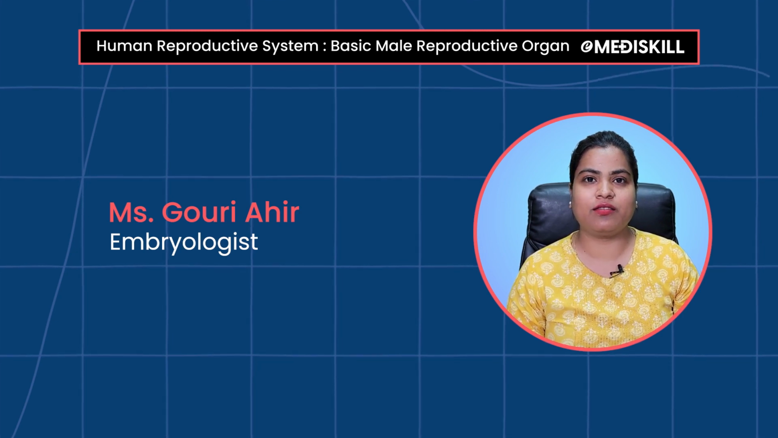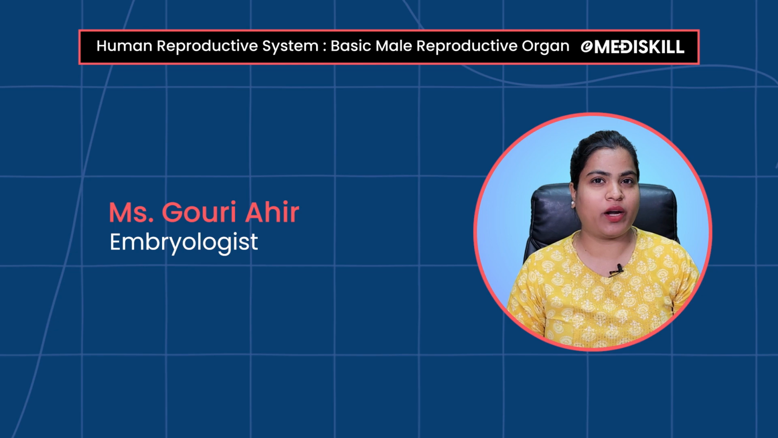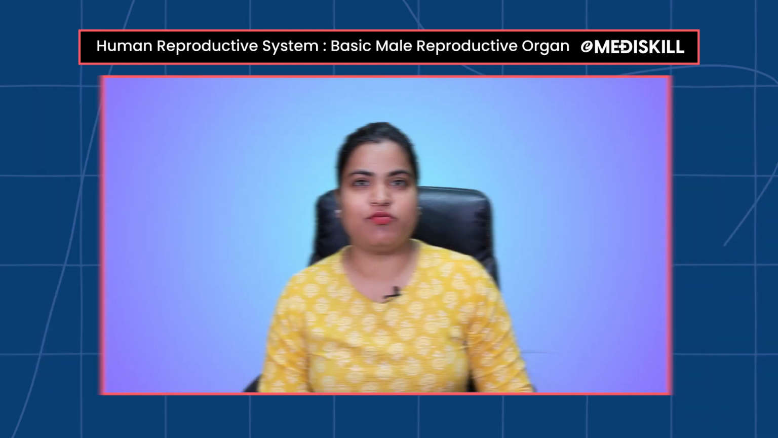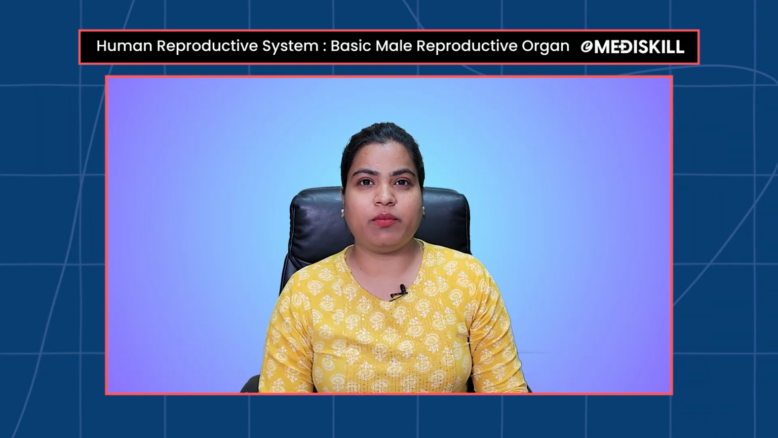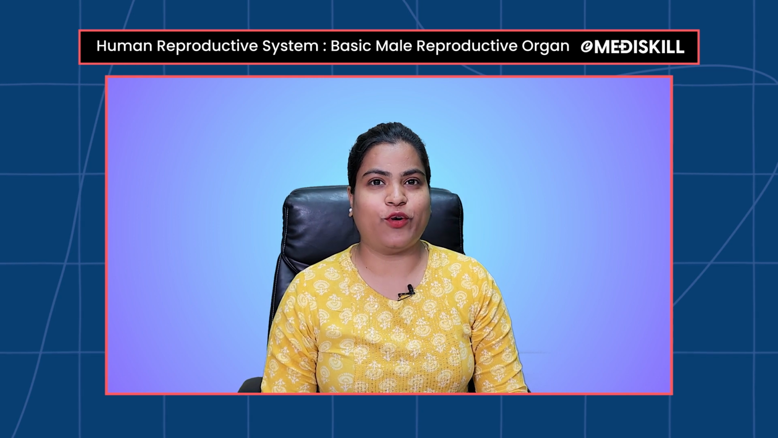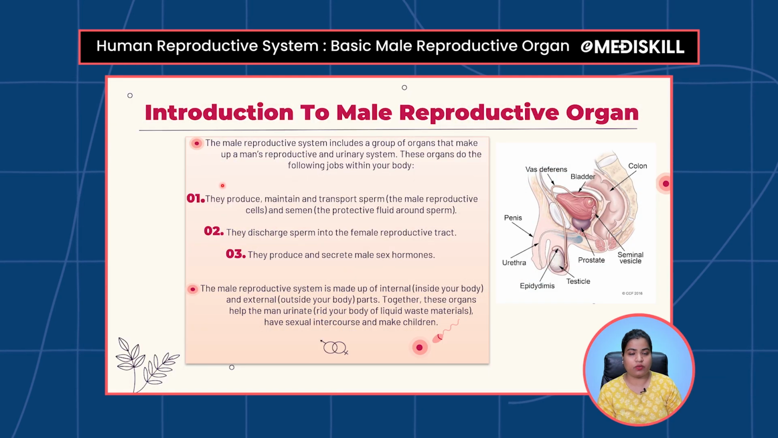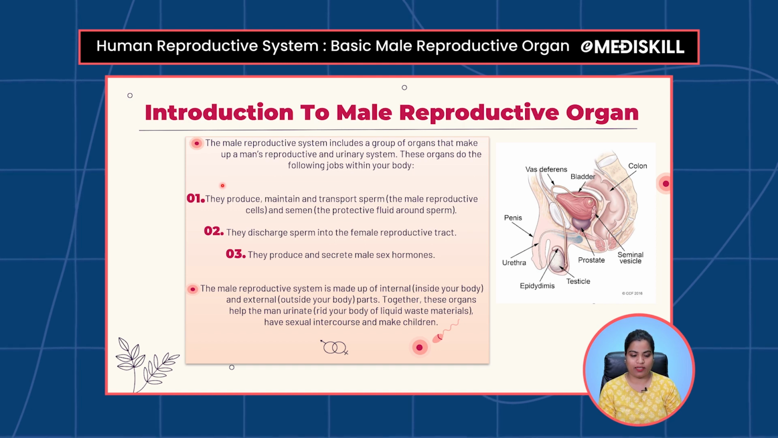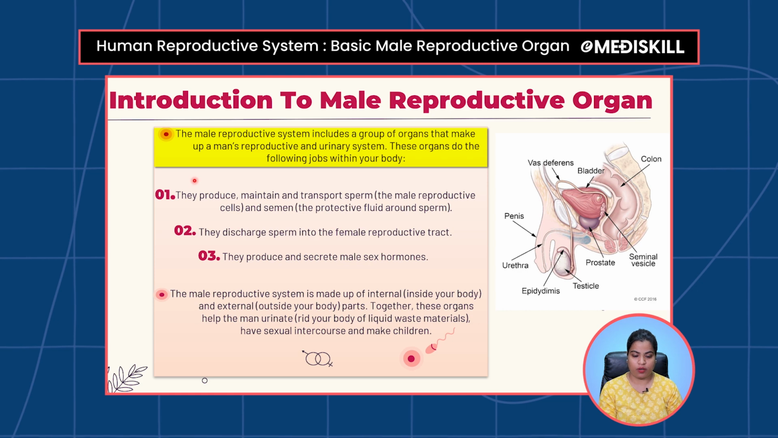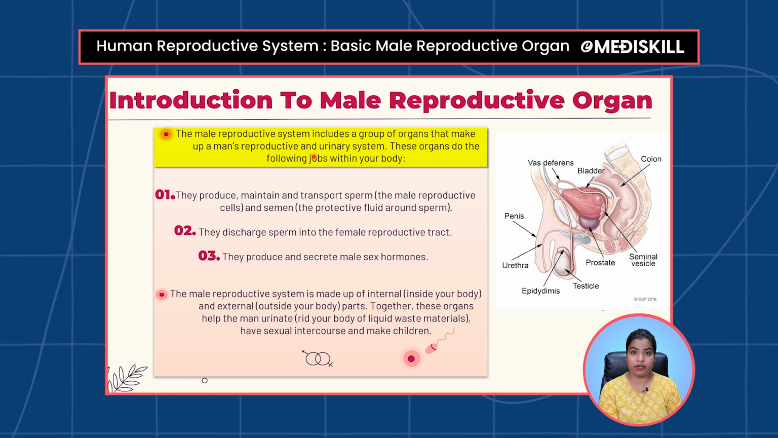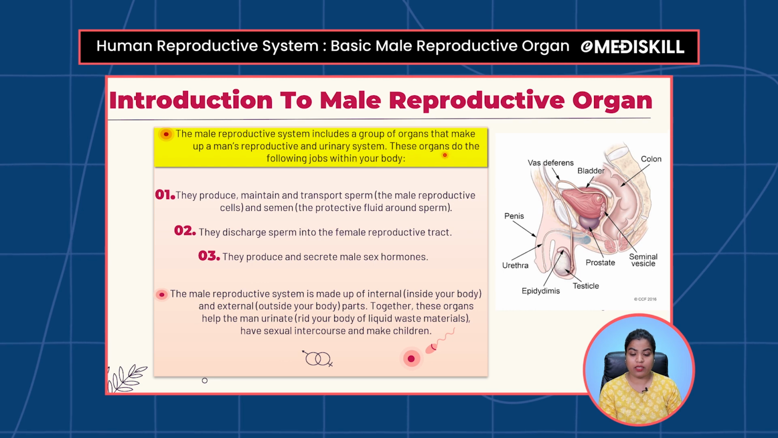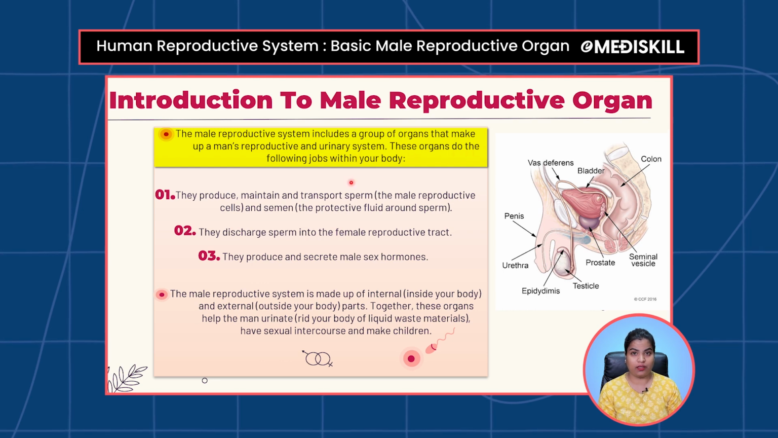Alright, so we'll start with the basic male reproductive organ, its function and the different parameters in the internal and external organs involved for the male reproductive system to work efficiently. Let's begin with an introduction to the male reproductive organ. The male reproductive organ includes a group of organs that make up a man's reproductive and urinary system. These organs do the following jobs within the body.